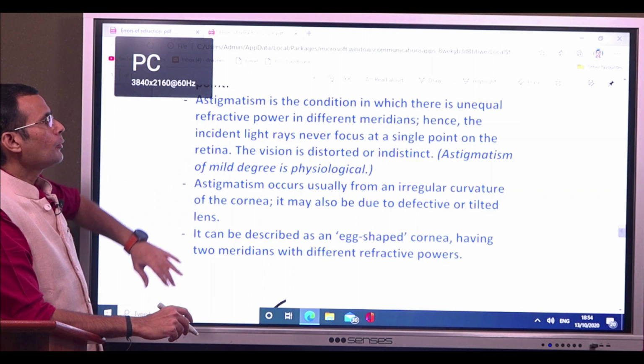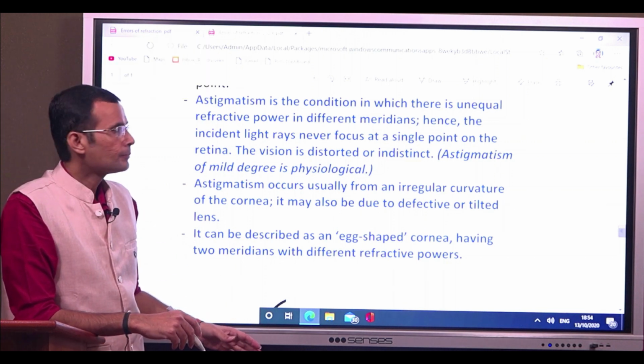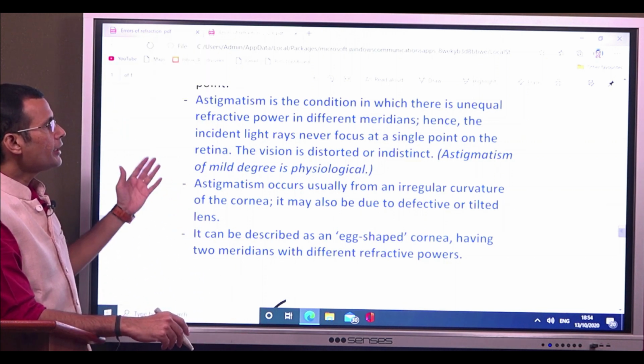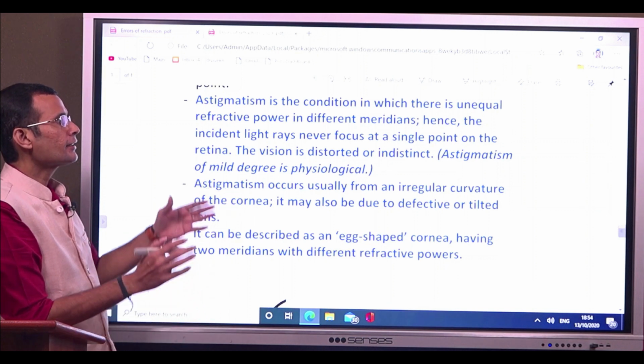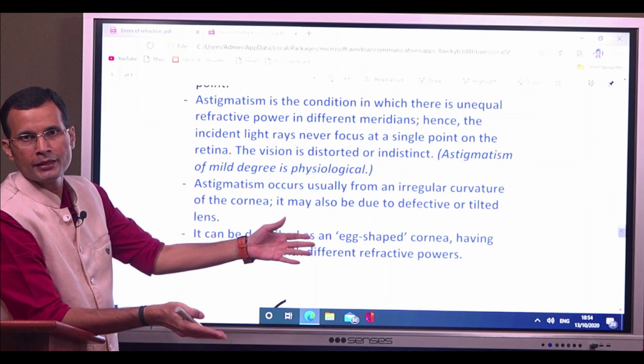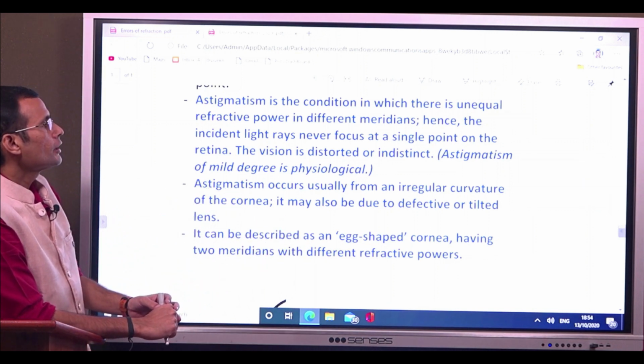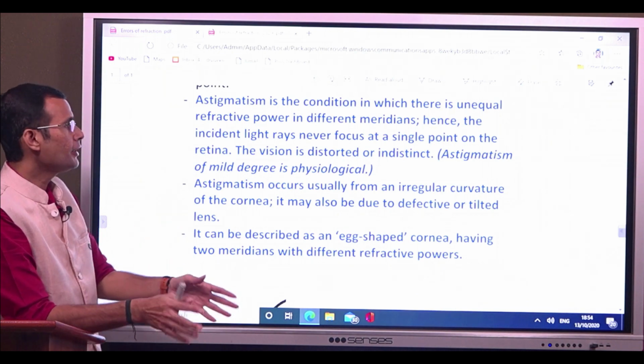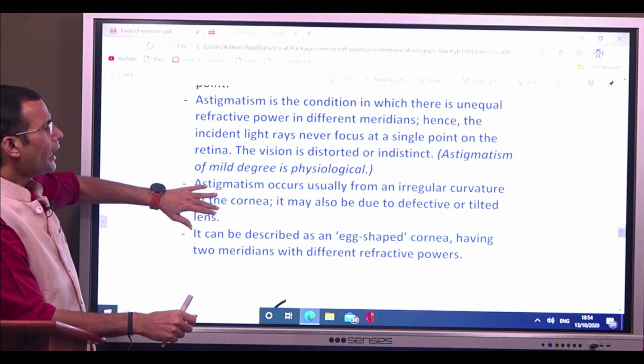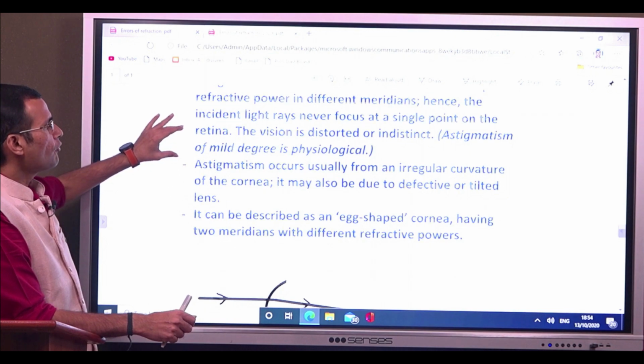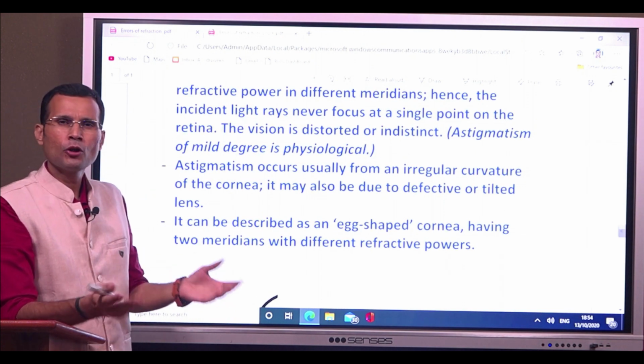Unequal refractive power in different meridians. Hence, the incident light rays never focus at a single point on the retina, as I described just now. The vision is distorted or indistinct. And as I mentioned, astigmatism of mild degree is almost physiological.